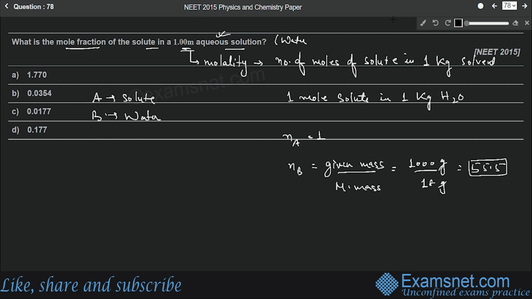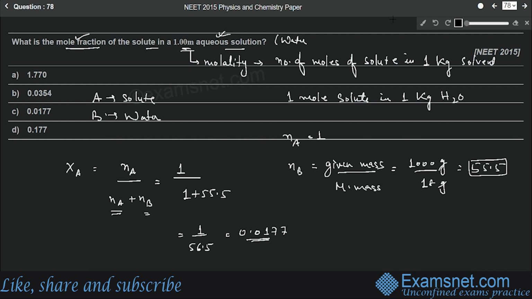Now we have to find the mole fraction of the solute, that means we have to find XA. So that is equal to the number of moles of solute divided by the number of moles of solute plus the number of moles of solvent. So the number of moles of solute is 1, and the number of moles of solute plus solvent will be 1 plus 55.5. So here we get 1 by 56.5. On solving this, we'll get 0.0177. So the correct answer will be option number C.